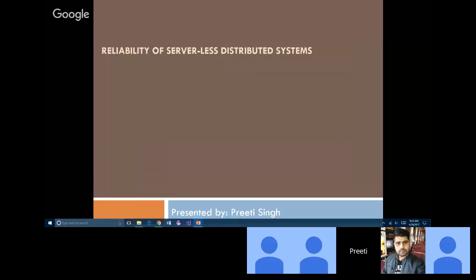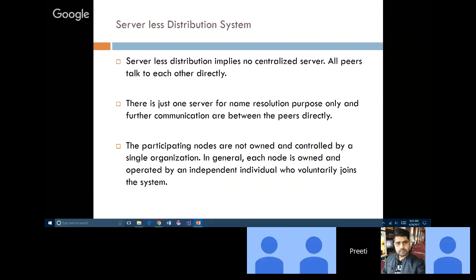Good morning, all. I'm presenting today on the topic reliability of serverless distributed system. By the way, Robert, that was a very good presentation. I really liked it. So let's start.